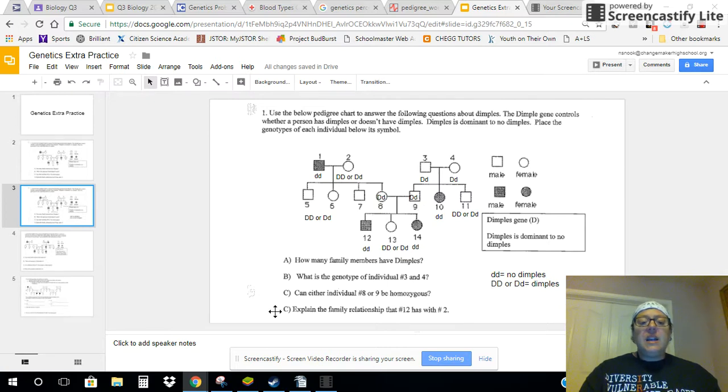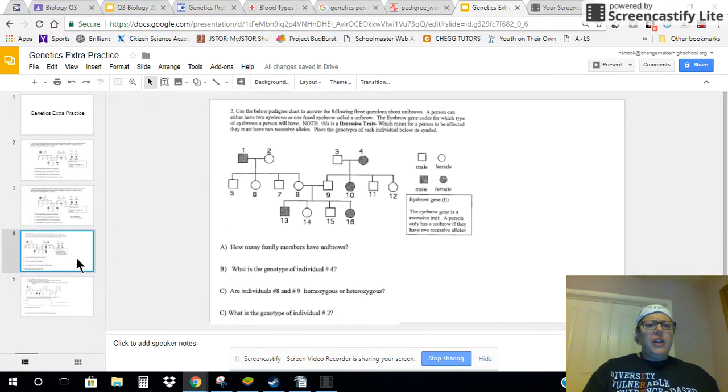And last but not least, I don't know why this is written as C, but it should be D. It says, explain the family relationship that 12 has with 2. So here's individual 12, and here's individual 2. And if this was you, you would be a boy. This would be your mom. This would be your dad. And on your mom's side, this would be your grandma. So this would be your maternal grandmother. That is the relationship between 12 and 2. 2 is the maternal grandmother to 12.